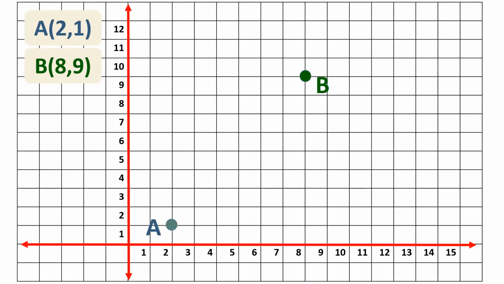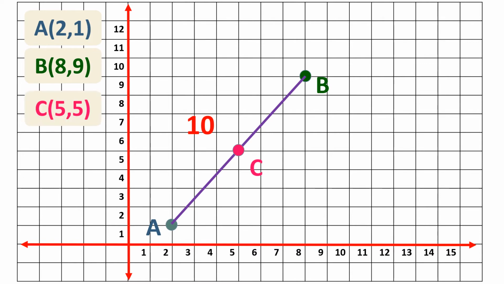Okay. Now, balikan natin si points A and B. Again, we said that point A is at (2, 1) and point B is at (8, 9). And the distance between the two is 10 units. Now, andito yung midpoint niya. Pag sinabing midpoint, gitna. Point C is the midpoint. And where is point C? What is the coordinate of point C? Okay, point C is at (5, 5).